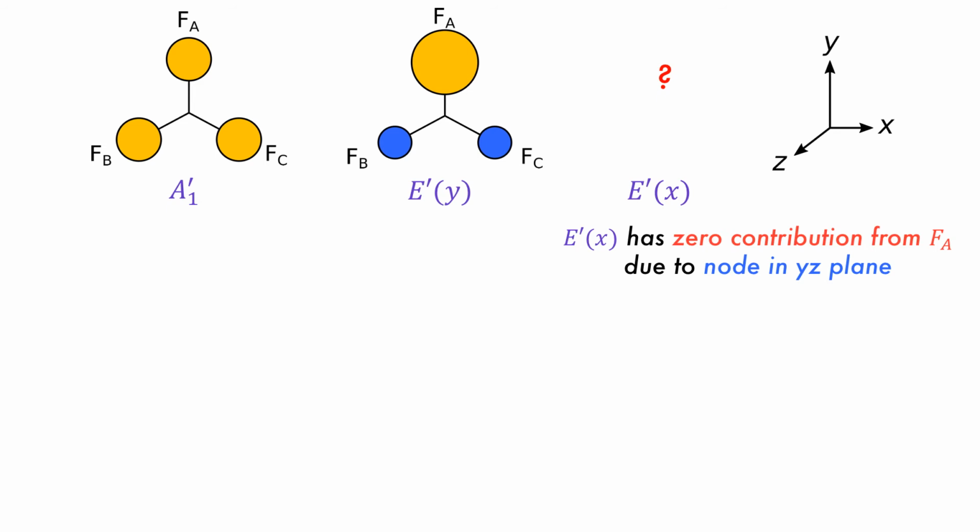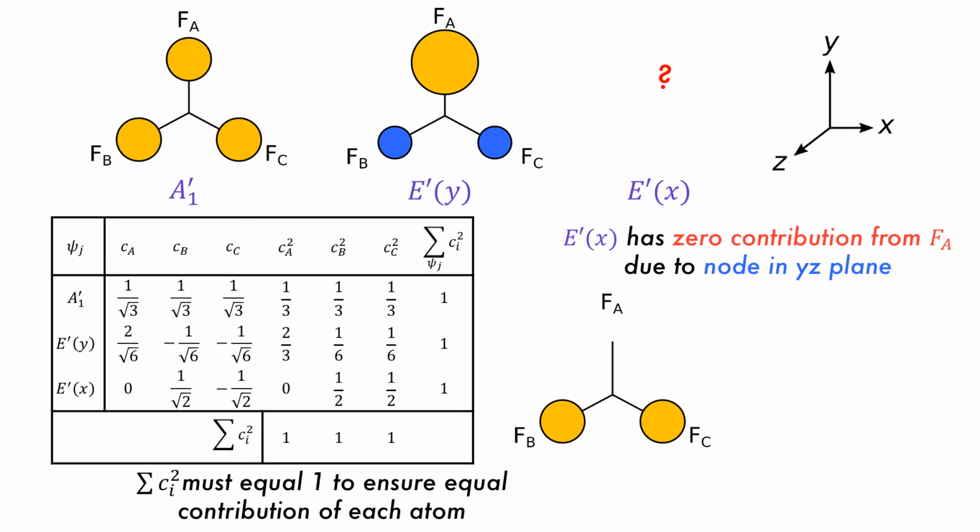As the 2s orbital of Fa lies on the y-axis, it will be predominantly used for the E'y interaction and having 0 contribution with the E'x group orbital because of the node defined by the yz plane. This means that only Fb and Fc can contribute to E'x, and their contributions can be determined by cataloging the squares of the coefficients for the normalized equations shown in this table, as the sum of the coefficient squares must be 1 to ensure equal contribution from each orbital.